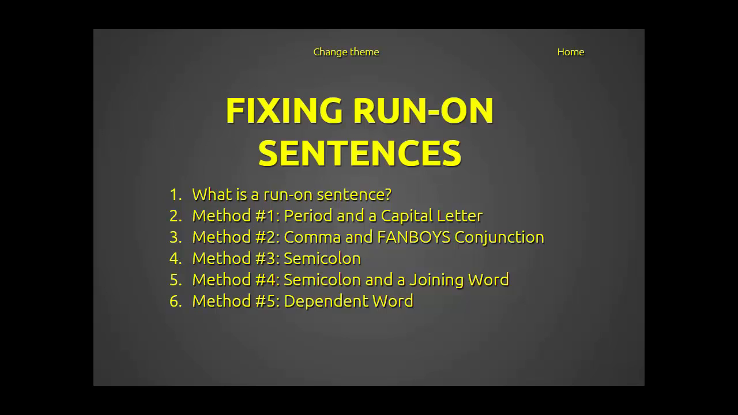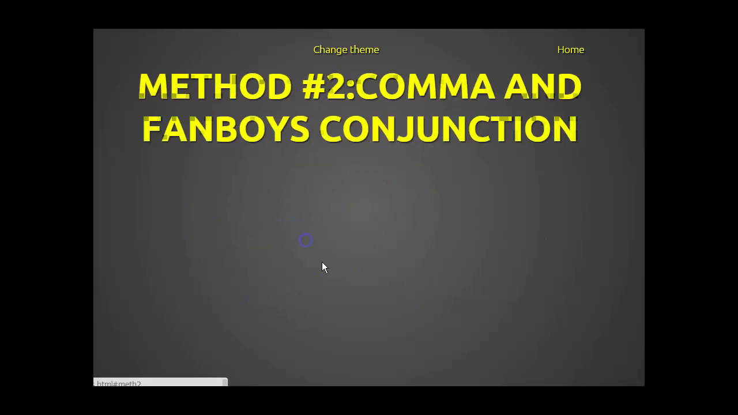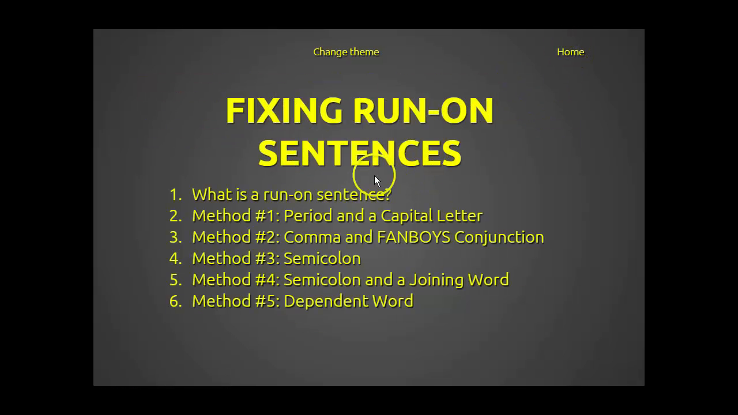Run-on sentences are a common mistake students make when they start writing sentences, and so we're going to talk about that. Now, this is a slideshow. You can find this slideshow at LearningEngineer.com or www.learningengineer.org, and what you'll notice here is that you can actually click right on whatever topic you want to go straight to. I'm just going to do them in order.